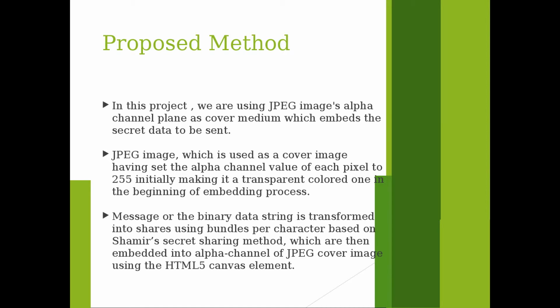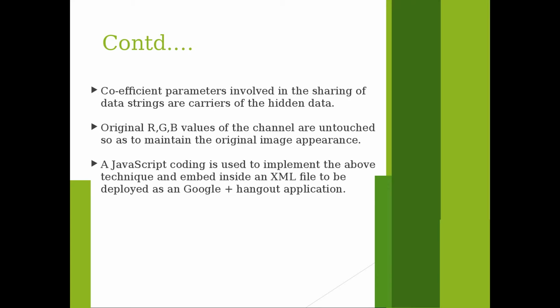The message that needs to be sent from one participant to another in Hangouts is chunked, or transformed into shares using bundles per character, based on Shamir's secret sharing method. After this, the information is chunked into bundles per character, and these bundles are then mounted onto the alpha channel of the JPG image using the HTML5 canvas element. The coefficient parameters, which are the byproducts in this algorithm, serve as carriers for this hidden data.